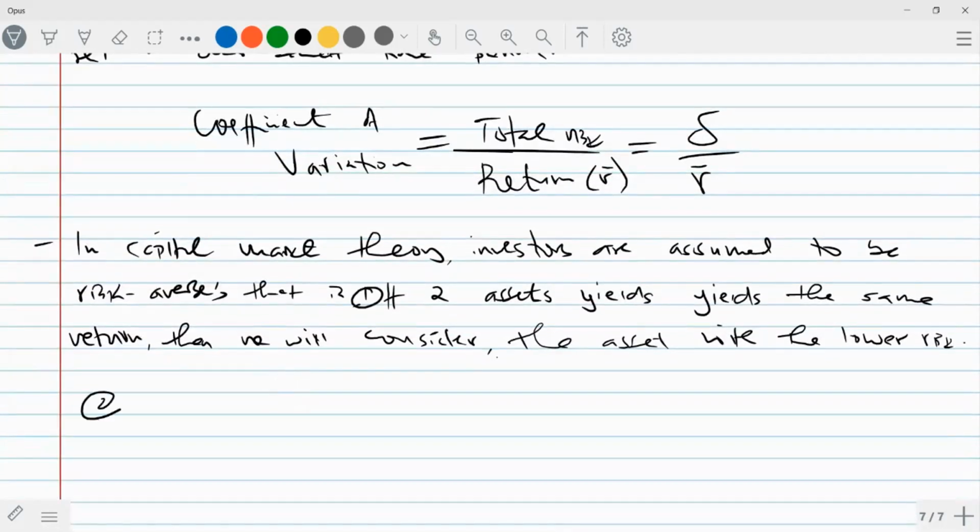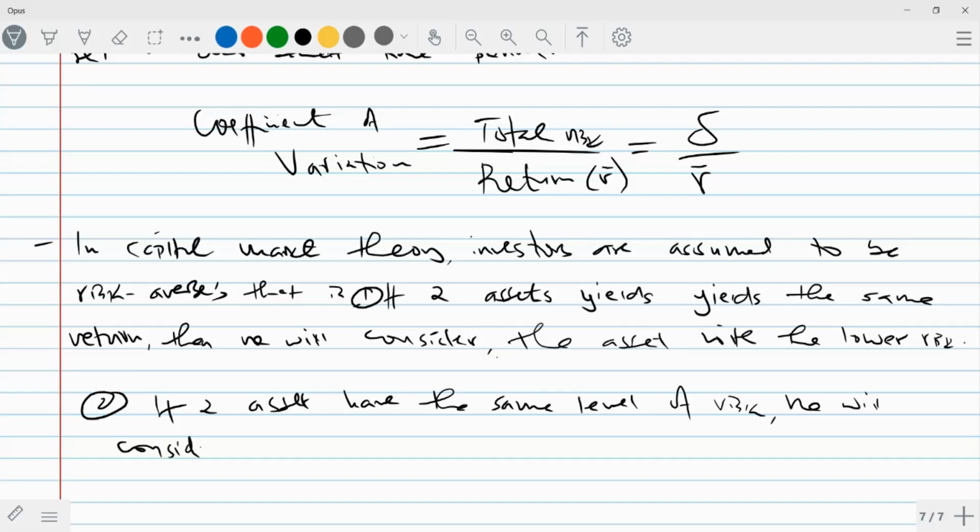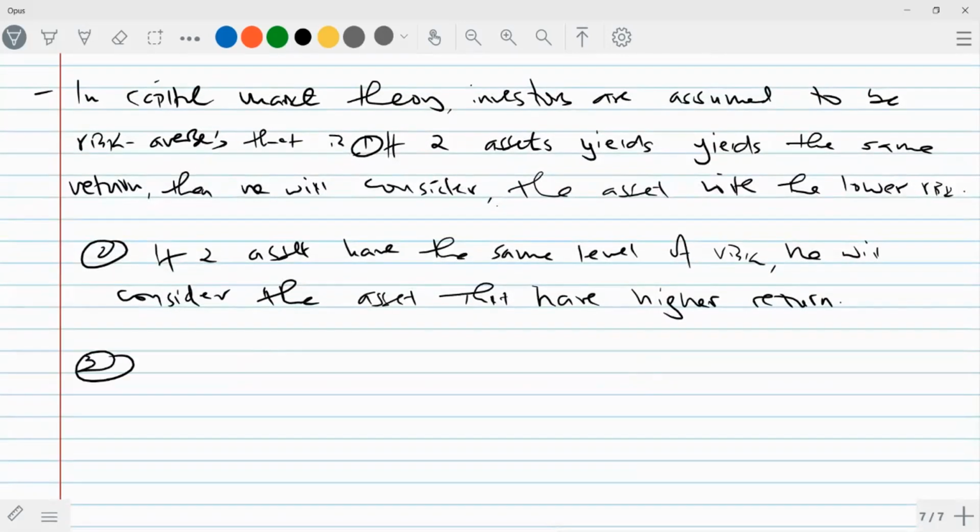That is one, and two, if two assets have the same level of risk, he will consider the assets that have higher return. That is, they have the same risk. And three, if one and two cannot be used, then the investor. By one, I mean what you have here, and two what you have here.